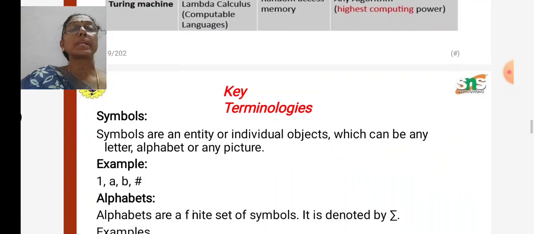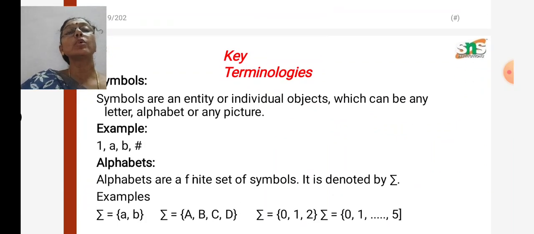Before going into automata and the types of automata, we should know the key terminologies of the things we use to implement automata. One is symbols. A symbol is an individual object, which can be a letter, alphabet or any picture or symbol. Next is the alphabet. An alphabet is a finite set of symbols.